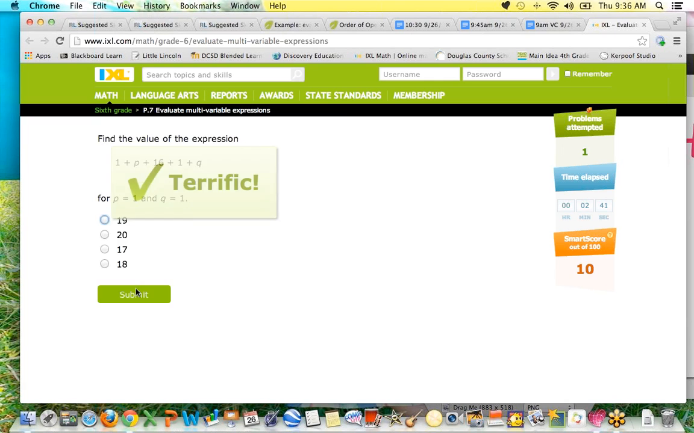Yay! All right, here we go. Let's try another one. Find the value of the expression, P equals 1 and Q equals 1. All right, guys, this probably is mental math because I'm looking at it and these are all addition signs. So all you need to do is plug in ones and work from left to right.